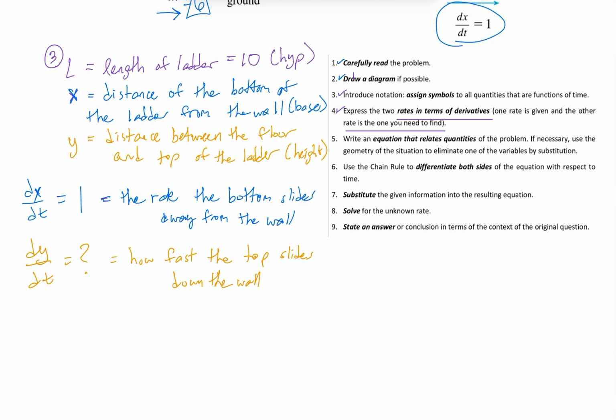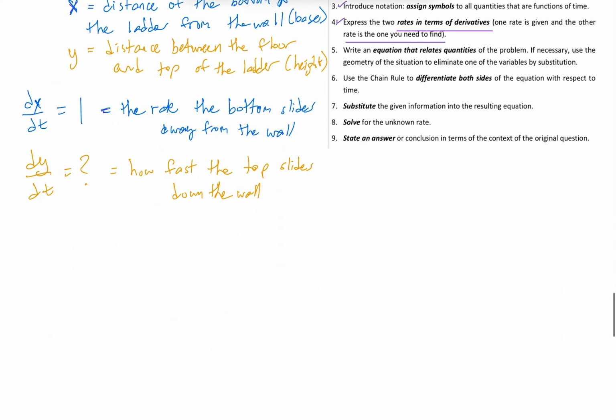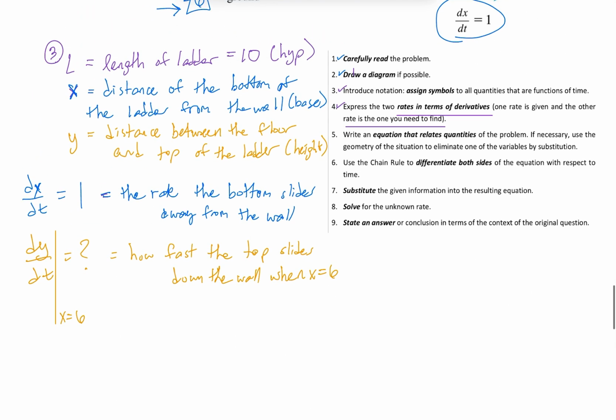And we want to know what is dy/dt at that very moment that x equals 6. So we actually want to define it. I'll do it like this. We want to evaluate it at x equals 6. Okay, so we've defined all our variables and our derivatives, or our rates in terms of derivatives.